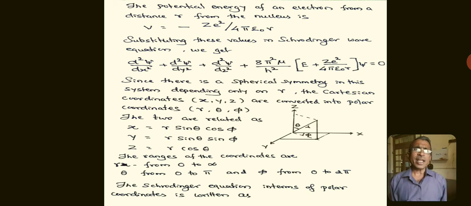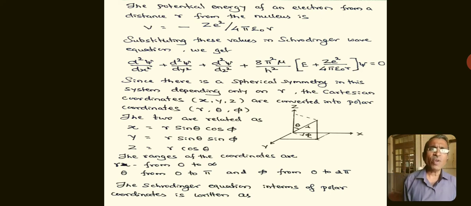The potential energy of an electron at a distance r from the nucleus is given as V is equal to minus Ze square upon 4 pi epsilon naught r. Here epsilon naught is the permittivity of the medium, Z is the atomic number, e is the charge of the electron, and r is the distance between the nucleus and the electron.